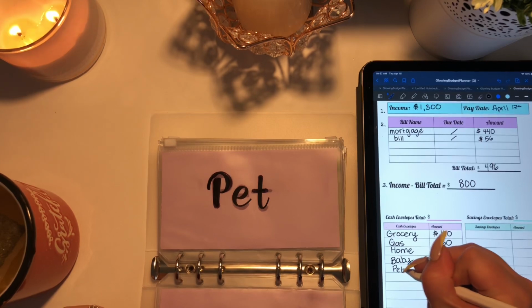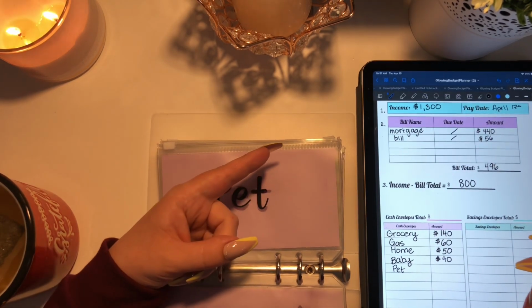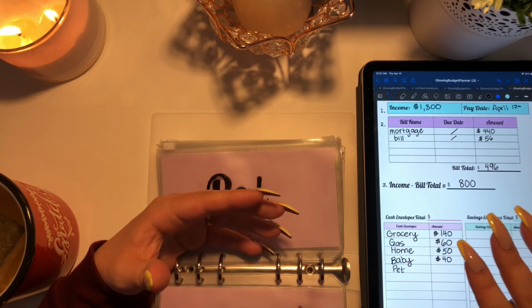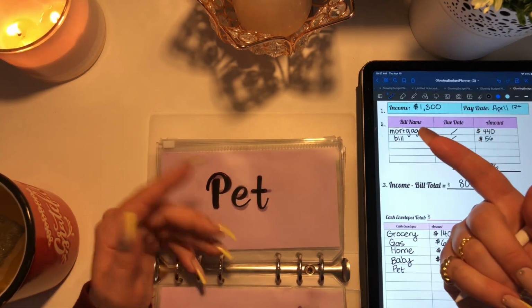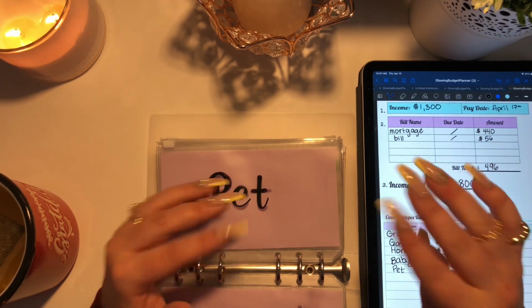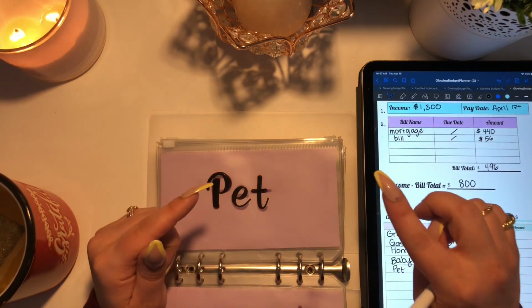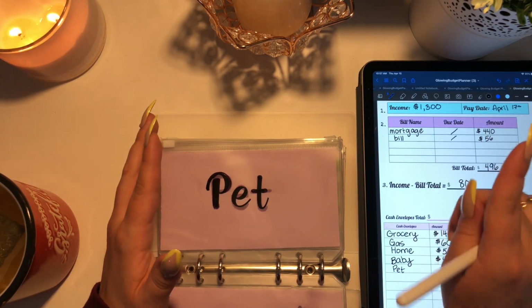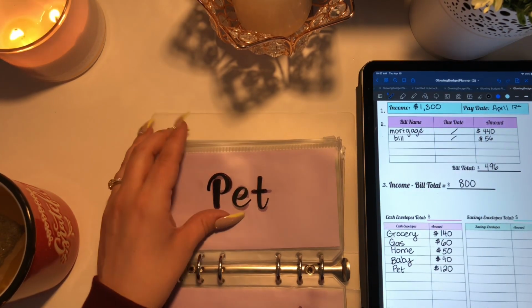For pet, so we are gonna need some more wet food, some more litter, and I actually do want to buy a brand new litter box for my cat. So I believe when I checked on the websites, they're around $50-ish for the one that I get. So I'm gonna start also saving for that. So $120 for pet.